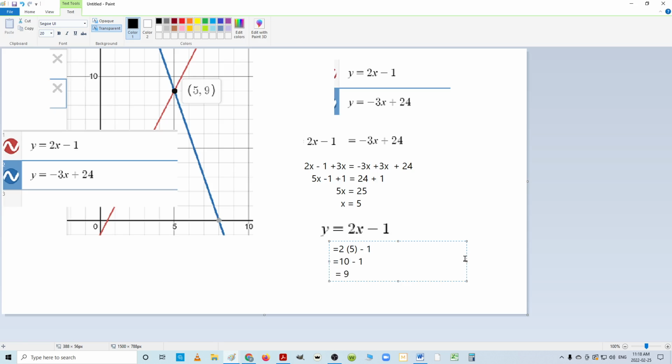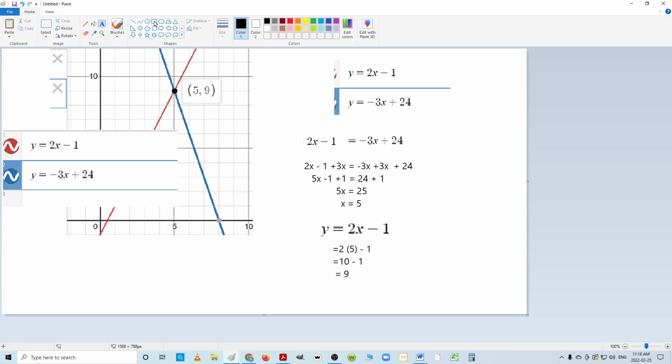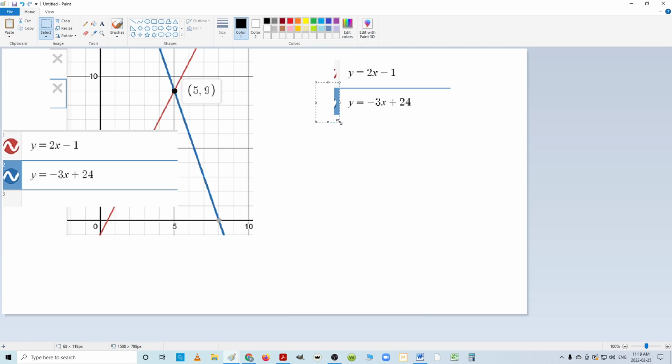So I should see 5, 9 as my intercept, and sure enough, I do. All right, let's go back and see if the other method works. That's where I subtract the top line from the bottom line, because both their y's are the same thing, plus y. What's y minus y? It's 0.